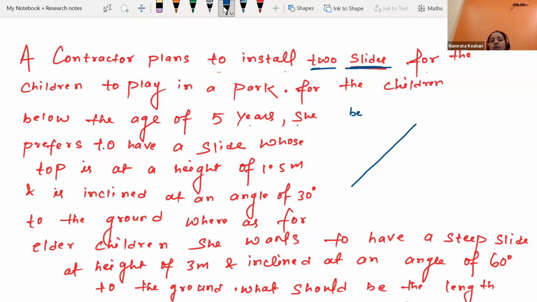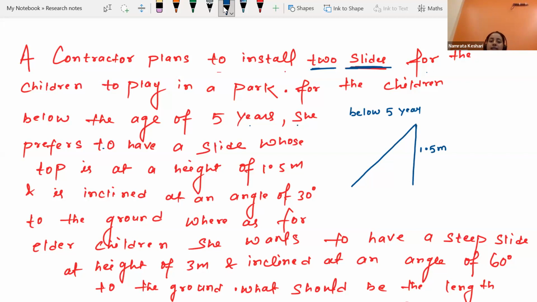So for now we are thinking about the below 5 years children. Instruction is clear that this will be for below 5 year. If elder people come, we will say that no, you can go to the other slide. So she prefers to have a slide whose top is at height of 1.5. This top from the ground, this top is at 1.5.